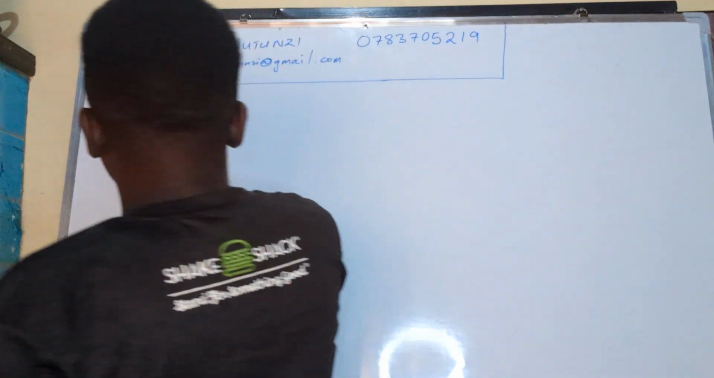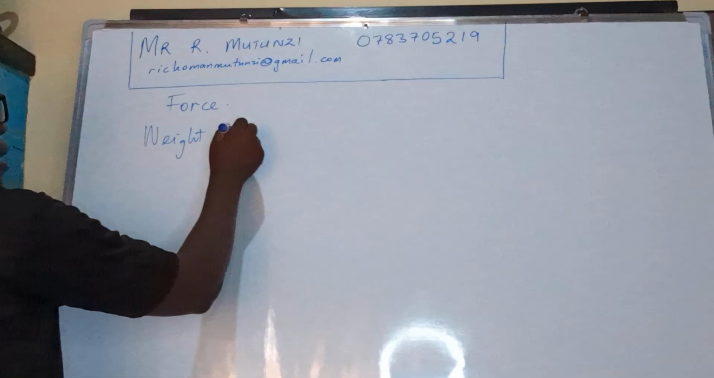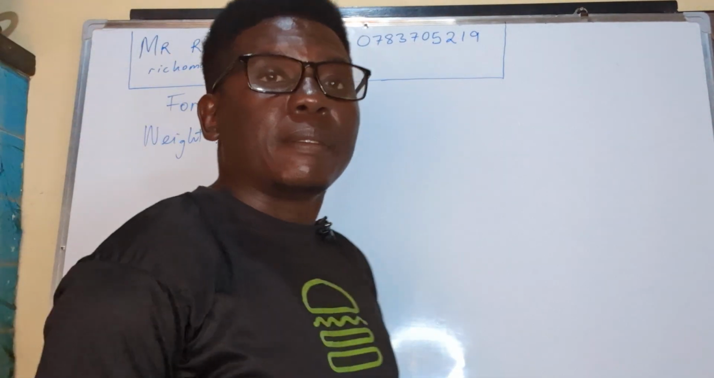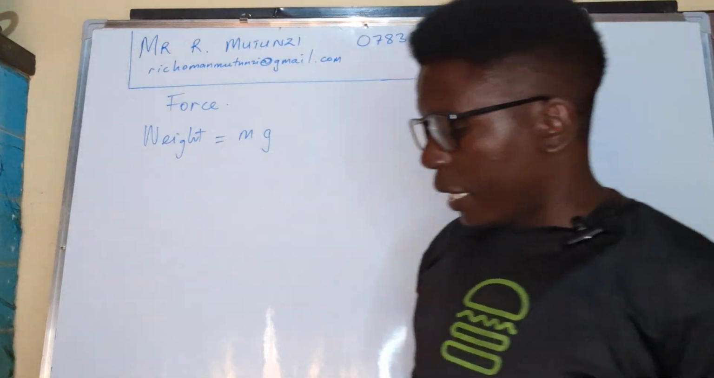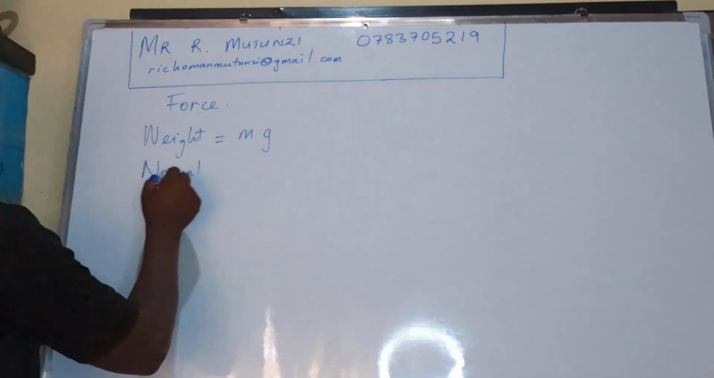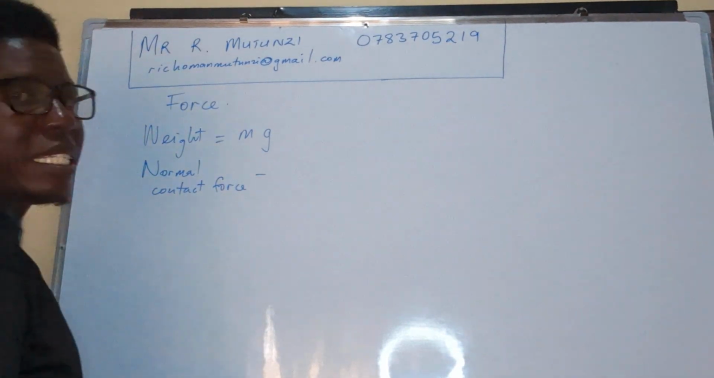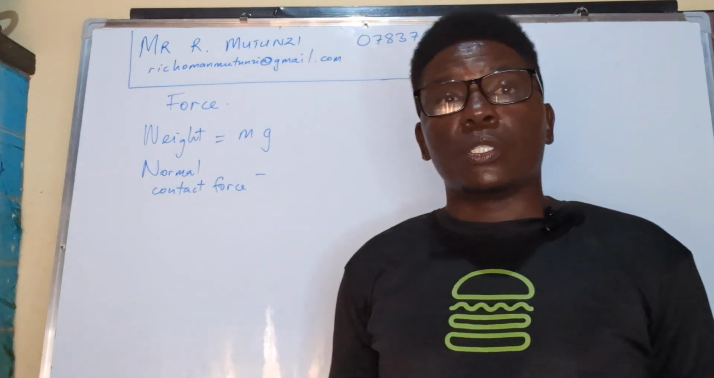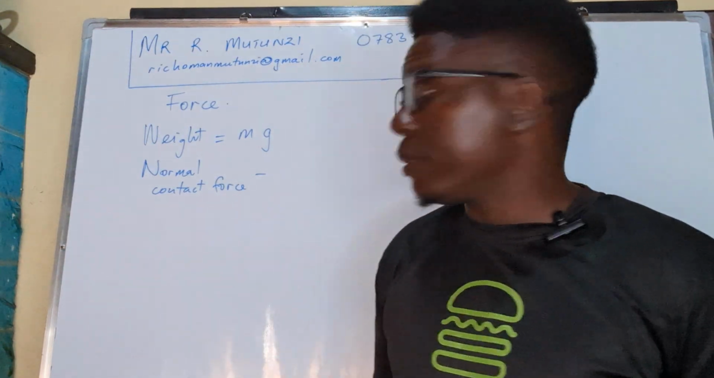We'll talk about weight. Weight is equal to the mass of the body times the acceleration due to gravity. And weight is a force that acts vertically downwards. And again, today, we'll talk about the normal contact force, which is a force that acts perpendicular to the surface. So let's quickly jump into what I want to talk about.